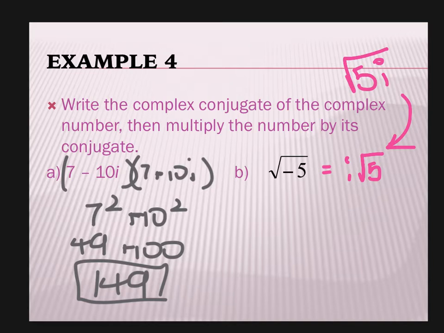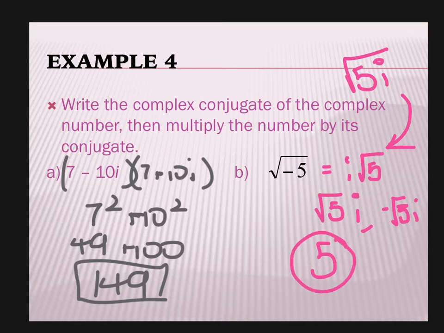So you can either write it as root 5 with the i on the end, or you can put the i in the front of the root. I don't care which one, okay? But make sure that i is not underneath the root. So if this is my complex number, then my conjugate is negative root 5i. And when I multiply those together, I'd get root 5 times root 5, which is a positive 5, okay? The negative and the i squared would cancel out.